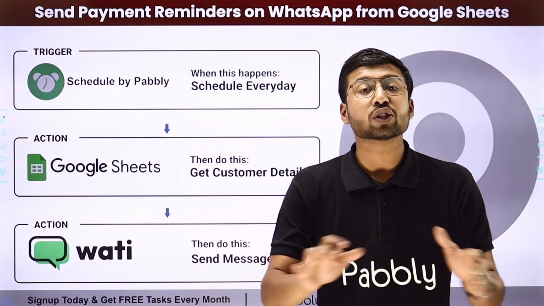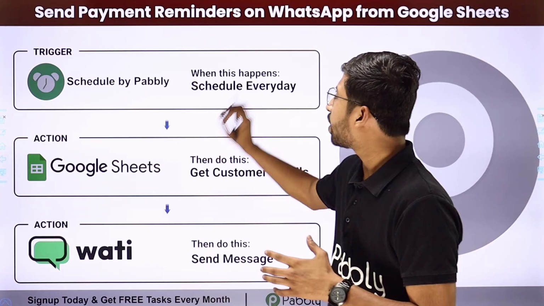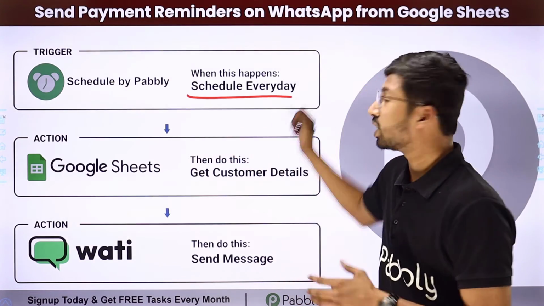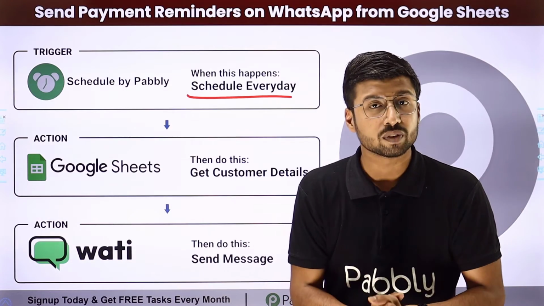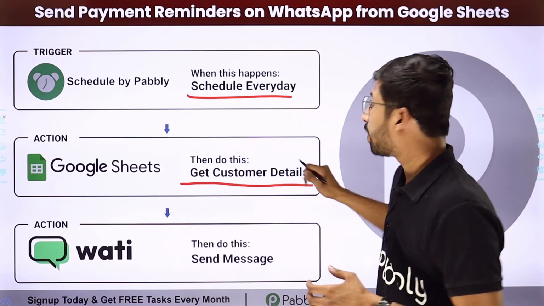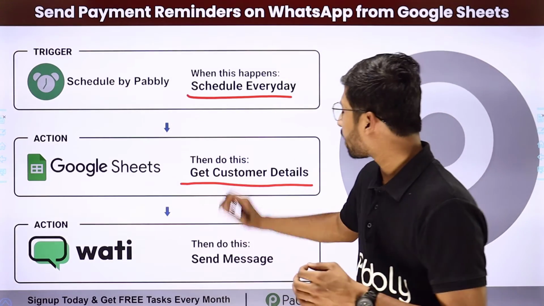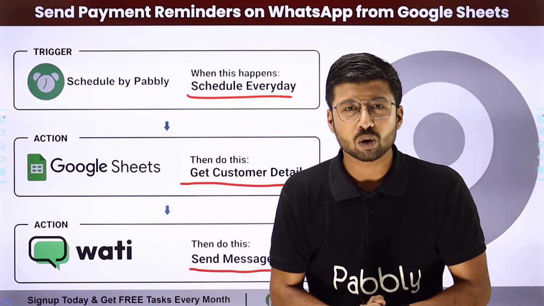So let me tell you, you can actually automate this process with the help of Pabbly Connect. In this automation, first we are going to ensure that this automation is scheduled for every day. So every day it will check the payment status of the customers and get the details of the customers whose payment status is due from our Google Sheet, and we are going to send them a reminder message on WhatsApp using Vati, which is an official API partner of WhatsApp.